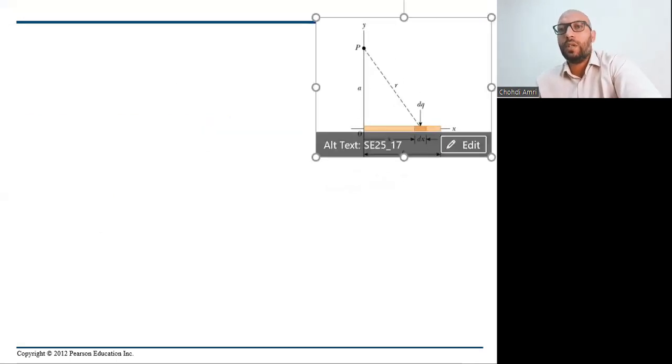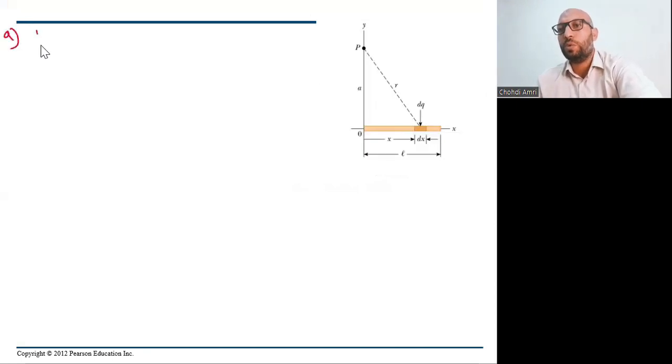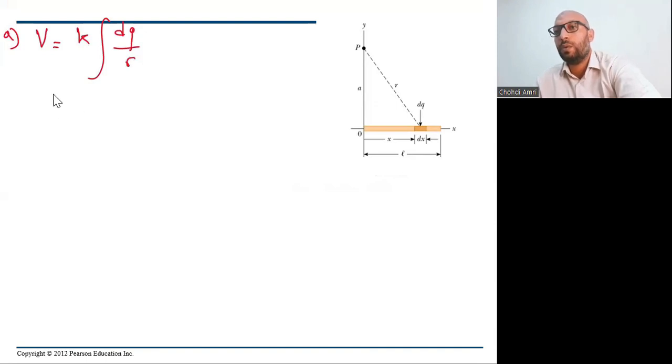As usual, we have continuous charge distribution. So the electric potential V is equal K, the integral of dq over R. As you know, we have to calculate dq, we have to calculate R, and we have to integrate. In our case, dq is what? Is lambda dl, but dl in our case is equal dx. Why? Because the charge dq is varying along the x-axis. So we write dx because it's along x-axis.